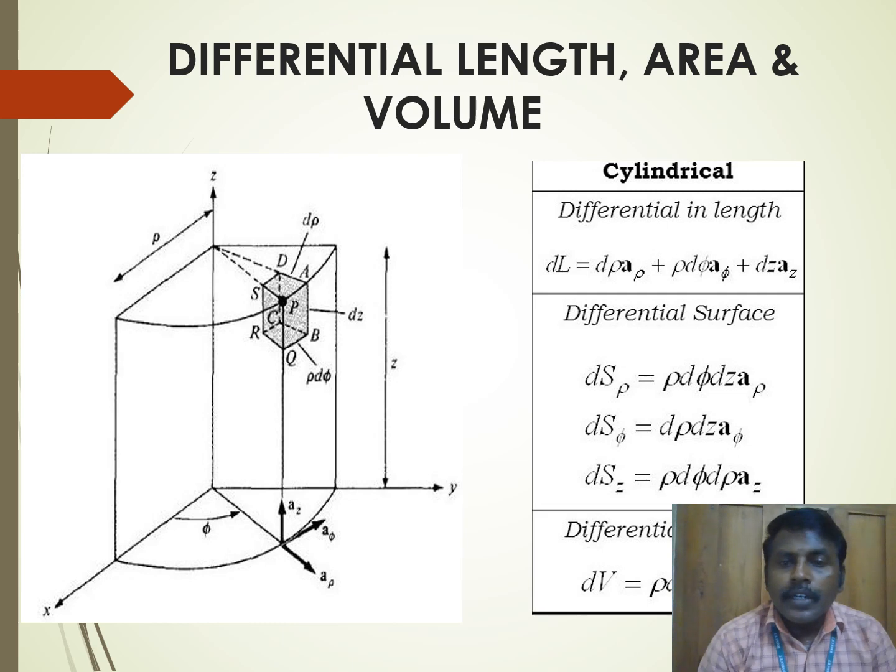Then for differential length, area, and volume for the cylindrical coordinate system, look at the diagram where we consider a point P common to all three coordinate systems, and we find the distances along the z axis, similarly along the x axis and y axis. Then dl is equal to d rho a bar rho plus rho d phi a bar phi plus dz a bar z. This is for differential length. Similarly for differential surface, ds rho equals rho d phi dz a bar rho, ds phi equals d rho dz a bar phi, dsz equals rho d phi d rho a bar z. The differential volume dv equals rho d rho d phi dz.